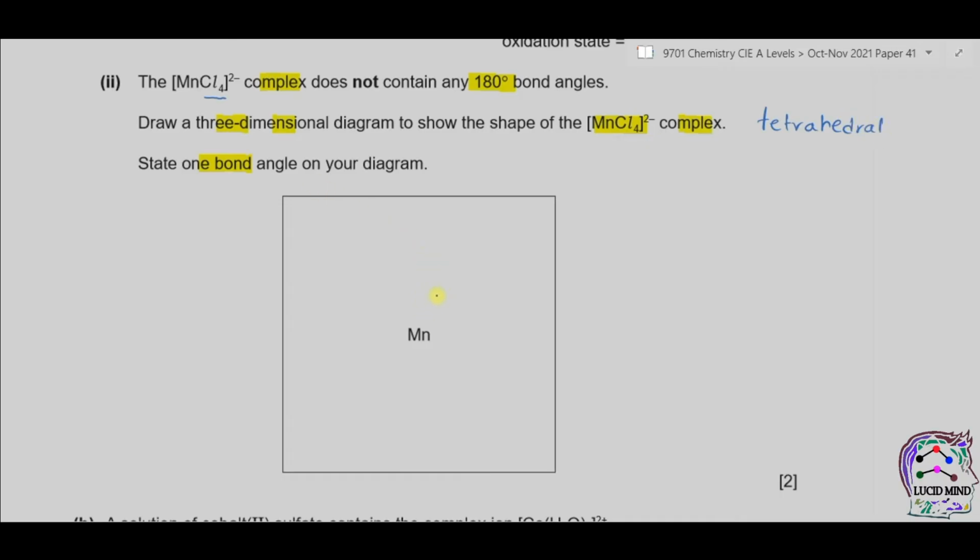We can show these as this. We have manganese, 1 chlorine atom, 2nd chlorine, then we have wedge structure, and then dotted. Bond angle is 109.5 as the structure is tetrahedral.